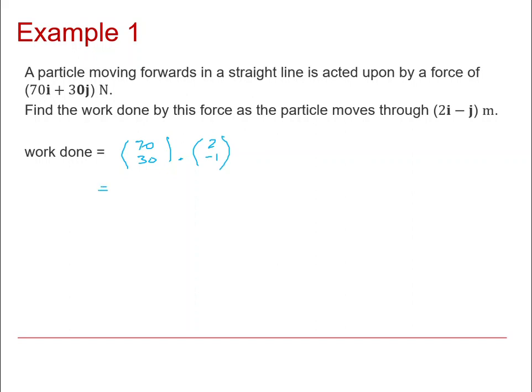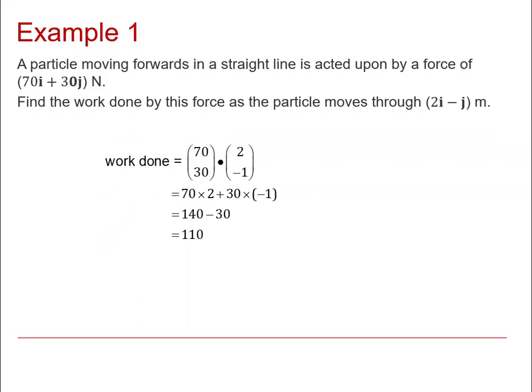Remember from pure maths that can be expressed in terms of the products of the corresponding components, and you add the sums to get the products together. So we get 70 times 2 plus 30 times minus 1, which gives us 140 minus 30. So that gives us our answer of 110, and expressed in context that will be 110 joules. So there's a tidier version of the calculations, and there's the sentence to give the answer in context.